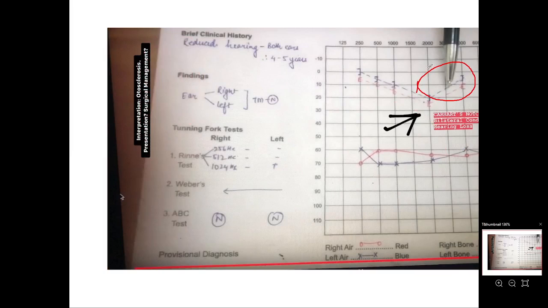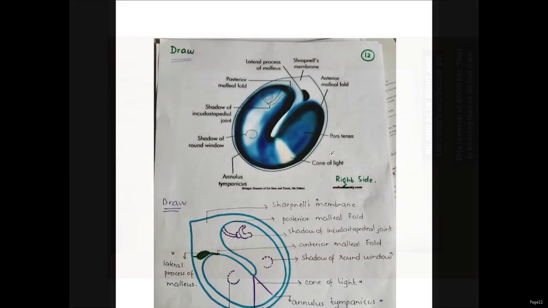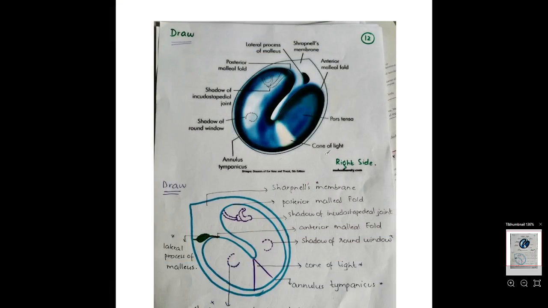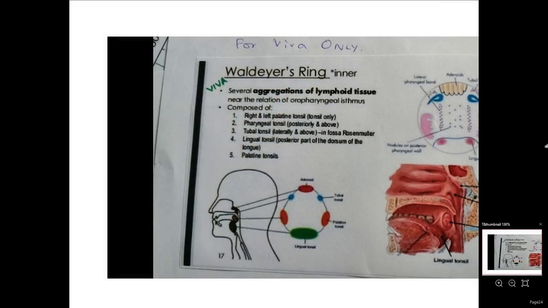See, what is this? It is again otosclerosis, and it can be caused by surgical management, and it is the conductive hearing loss. These are some examples, you can study them for yourself. Okay, I have taught you this before.